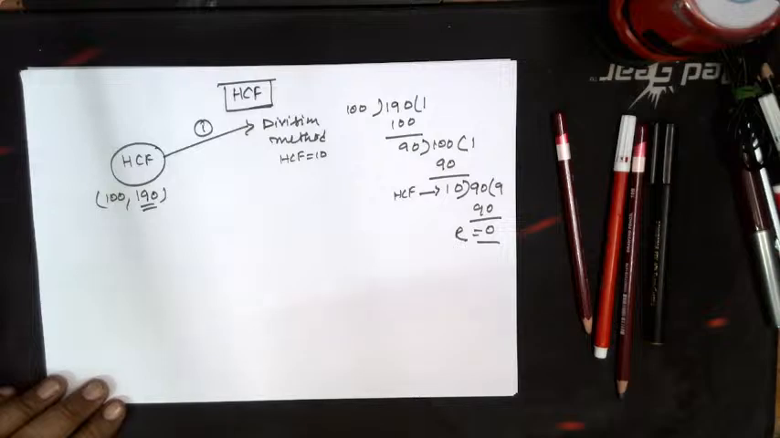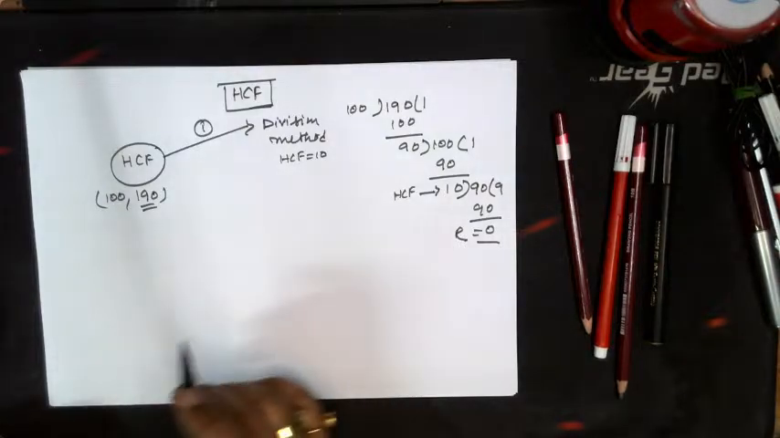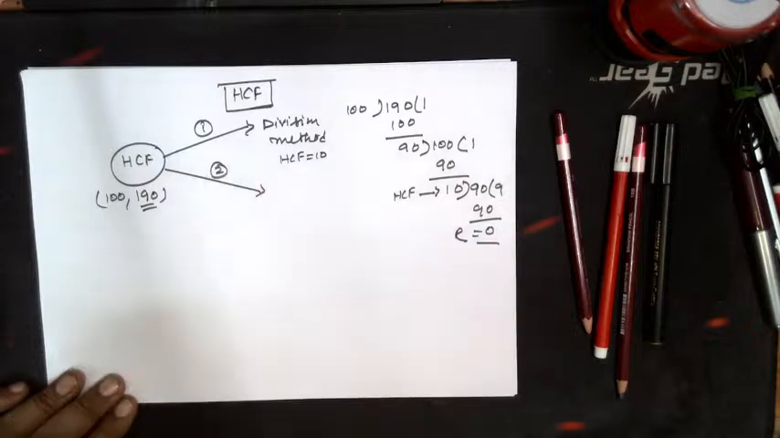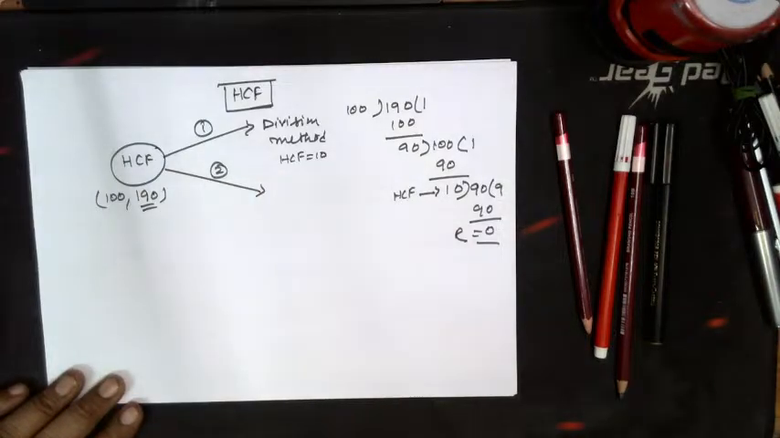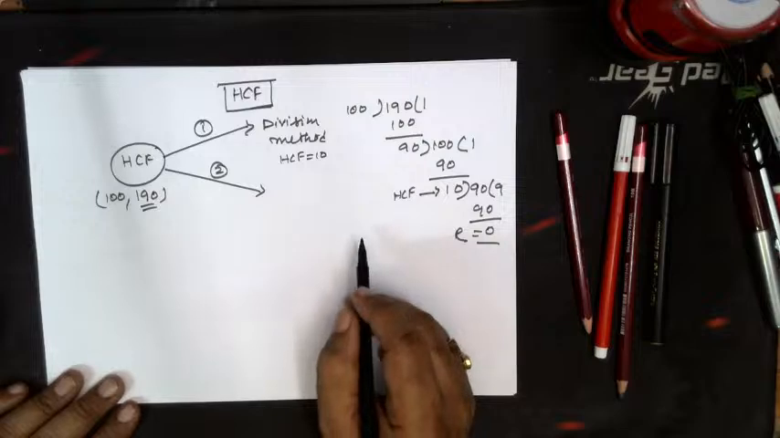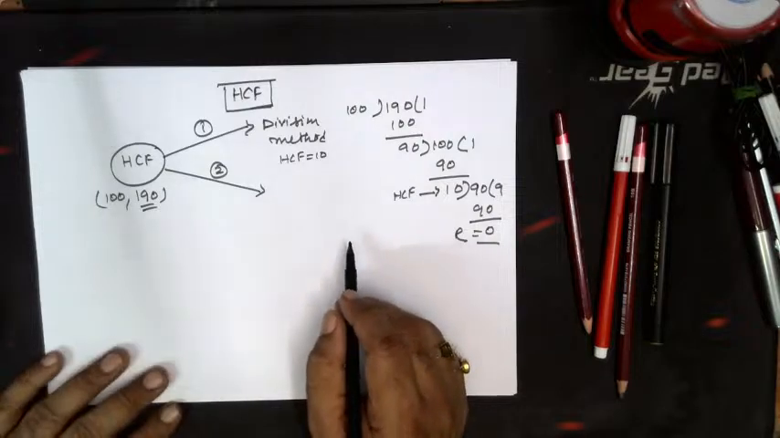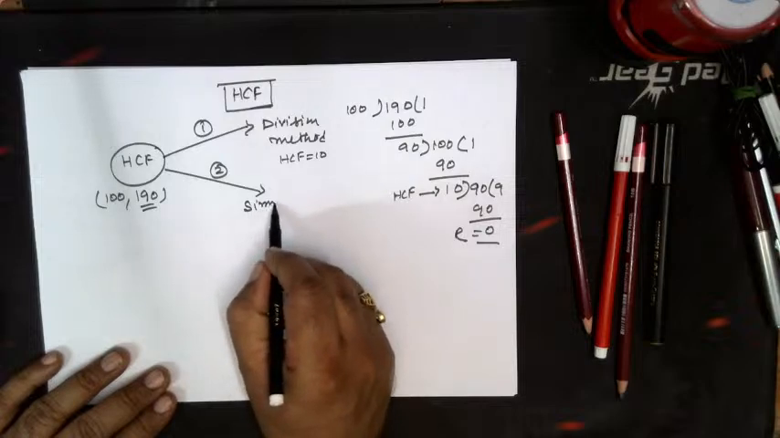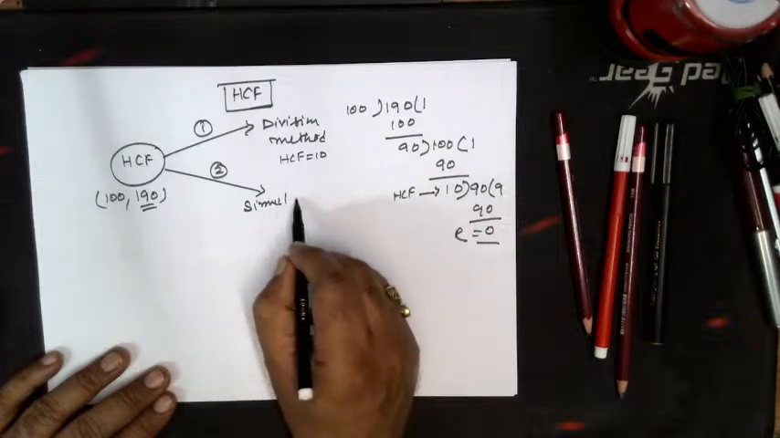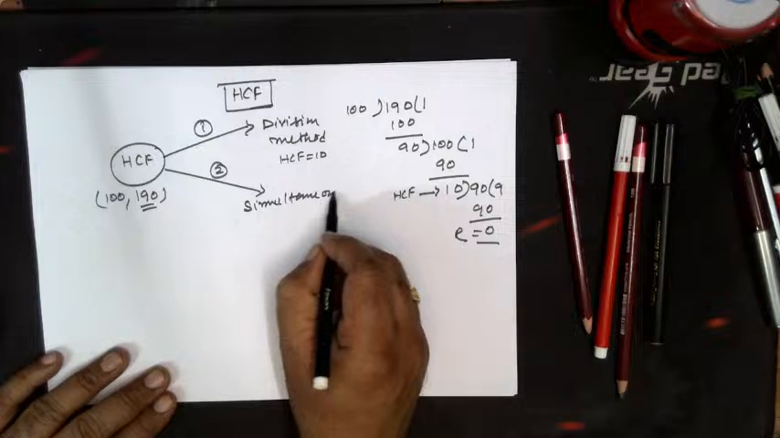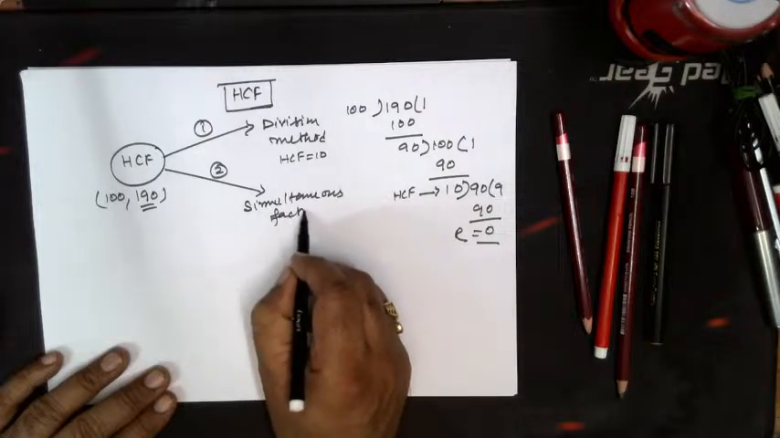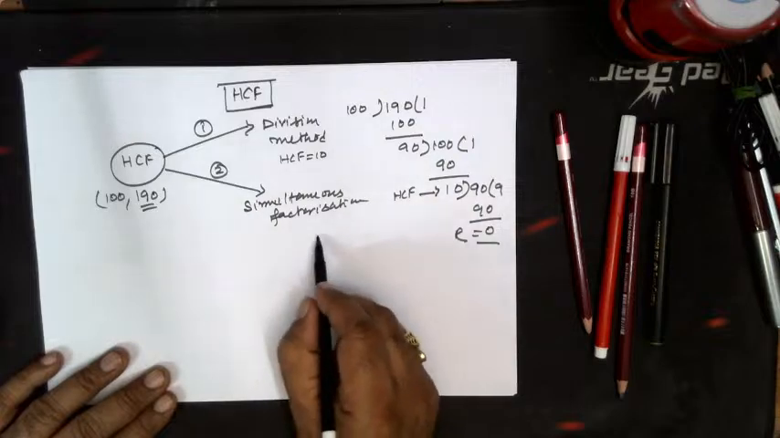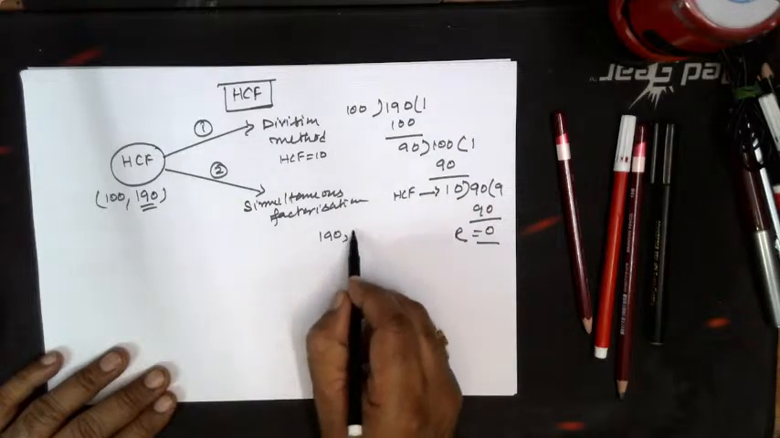Then the second method. Here you have the factorization technique. This is simultaneous factorization. Take down, simultaneous factorization method. How can you do it? You can take 190 and 100.